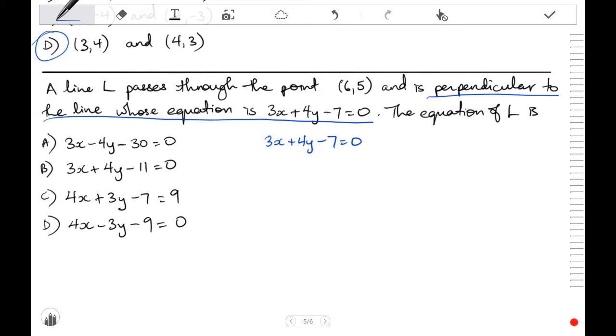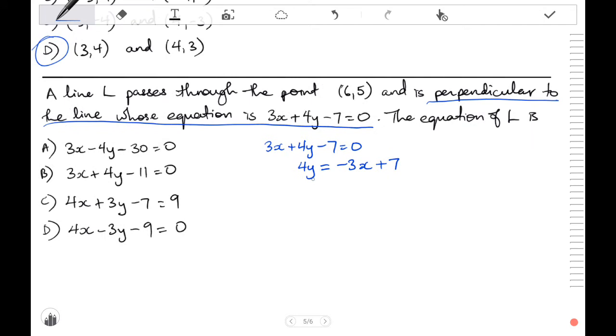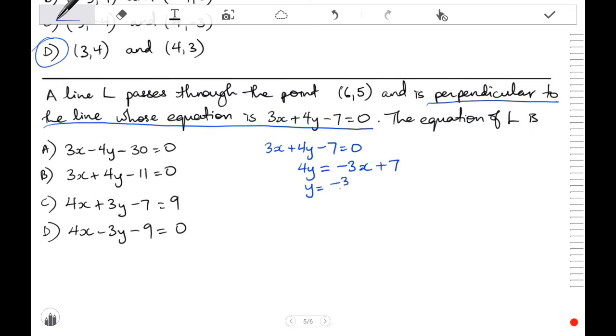So to find the gradient from the equation, all we have to do is make y the subject. So 4y is already here. We just rearrange. Minus 3x, this will be plus 7. Then divide through by 4. So y is equal to negative 3/4 x plus 7 over 4. So from this I could see that my gradient is equal to negative 3/4.